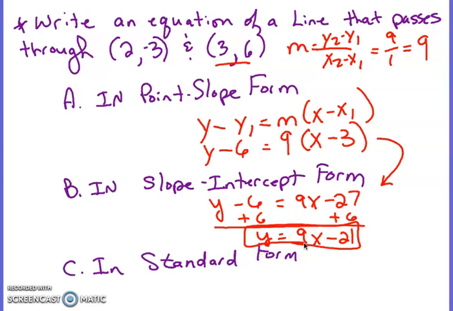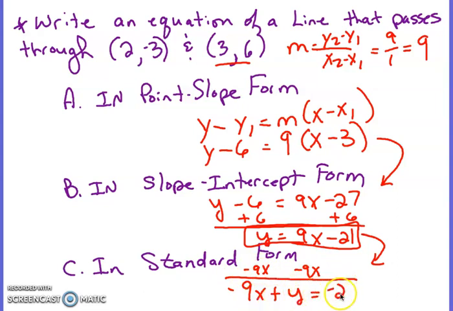And then standard form, all you need to do is now take this, and you subtract 9x from both sides. And so now you have negative 9x plus y equals negative 21, and now it is in standard form. So I literally started with point slope, and then I rearranged it to get to slope intercept, and then I rearranged it to put it in standard form. And I did all 3 of them probably within a minute's time. And that's how you do standard form.